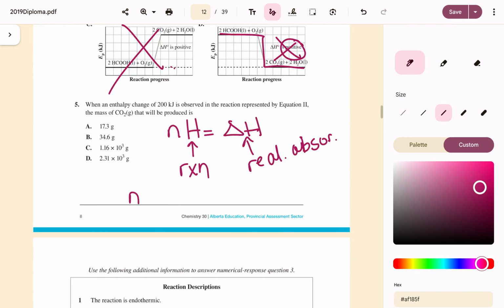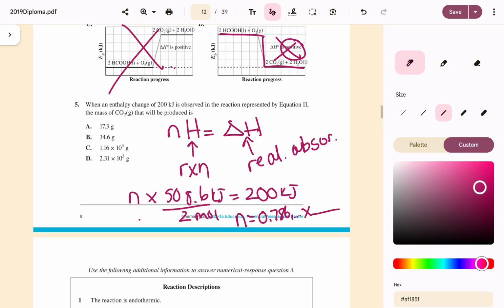So I would have n times 508.6 divided by 2, because we have 2 moles, and that will equal 200 kilojoules. And so I'm going to rearrange this and solve for moles. When you do, you'll get your moles equals 0.786. This number keeps going, and then we just want to turn this into grams, so we'll use the grams per 1 mole of carbon dioxide, which is 44.01, and we'll multiply and you'll see your answer is B.